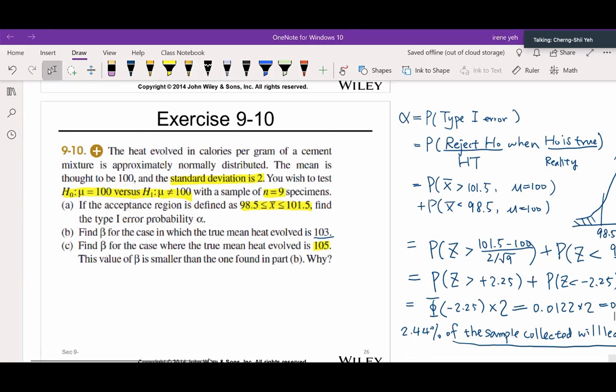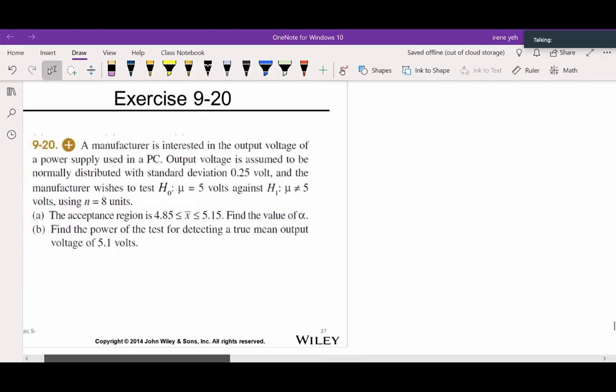Very similar, but this time we're going to calculate power. A manufacturer is interested in the output voltage of a power supply. We assume the power supply population is normally distributed, with standard deviation 25 volts. And we're testing if the voltage is exactly 5 or it is not, two-sided. Sample size is here. We also know the population standard deviation.